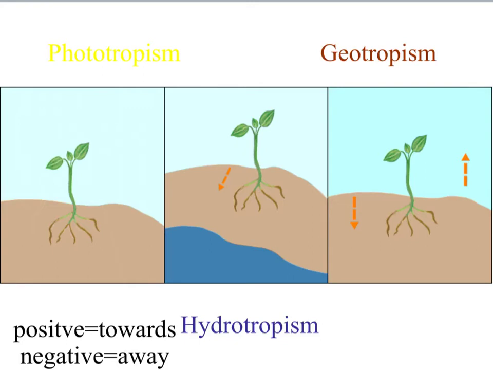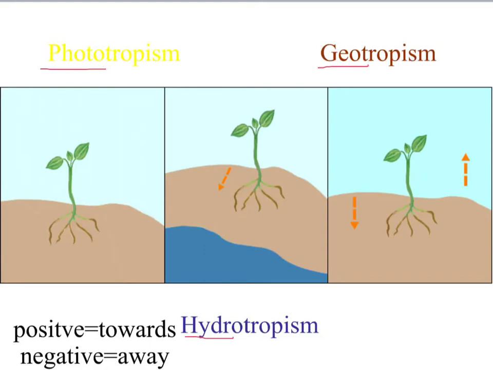Let's have a look at these three pictures and we'll explain first what these words mean. The word photo, here at the top, means light, so phototropism is a response that the plant has to light. Geo means ground or gravity, so geotropism is a response to gravity. And hydro means water, so hydrotropism would be a response to water.